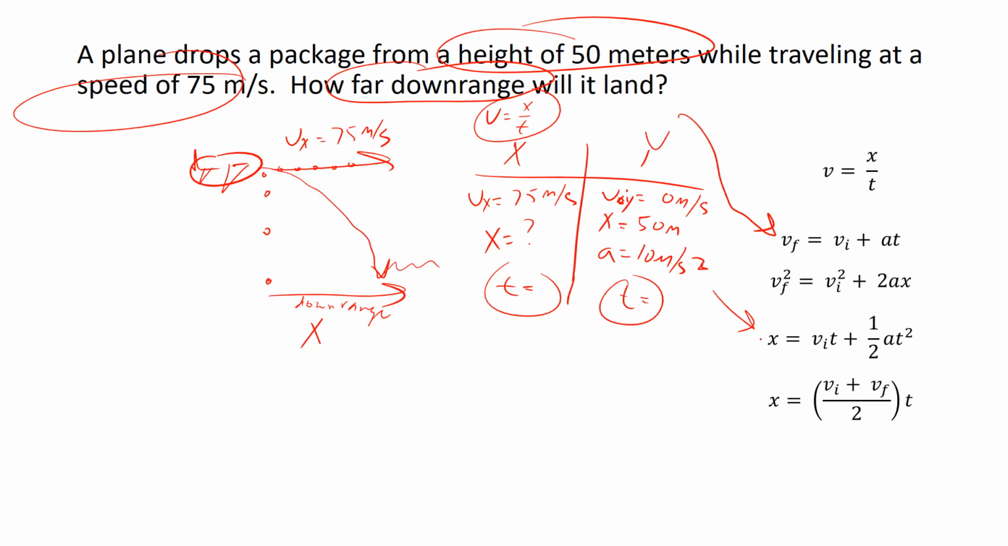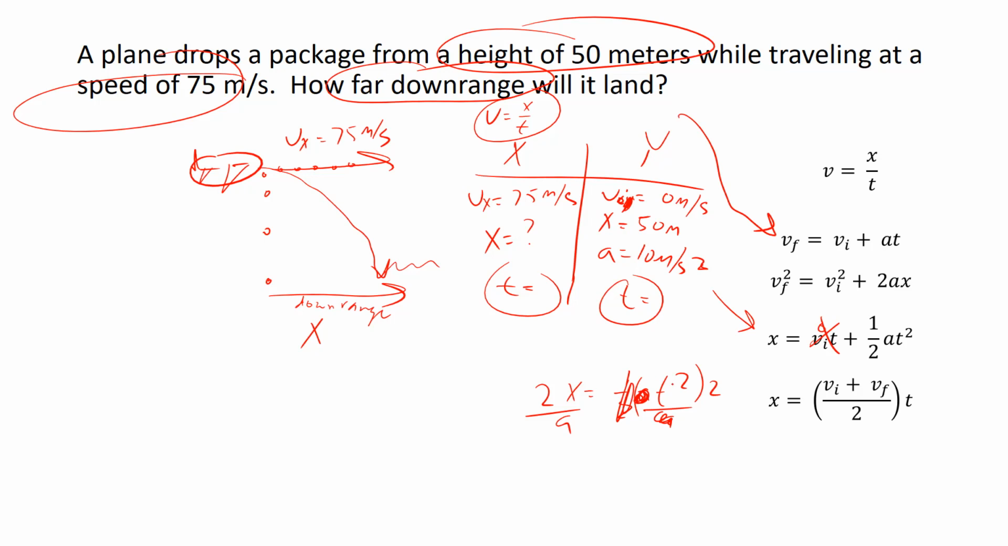In order to use this to make it simpler so it's not the quadratic formula, you want to realize one fact. If vi is equal to 0, this is my vi, then this whole thing cancels out. If vi equals 0, x equals 1/2 a t squared. If I want to get rid of the 1/2, I'm going to multiply by 2. Next, if I want to get rid of the a, I'm going to divide by a.